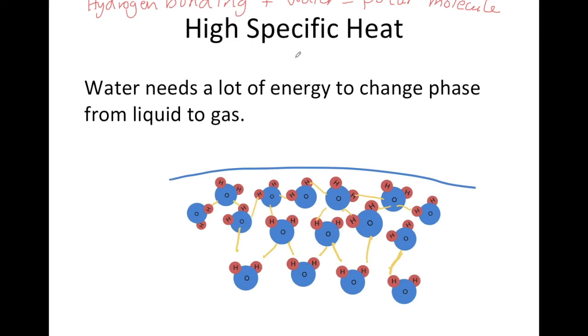Now let's talk about the first property, which is a high specific heat. So water requires a lot of energy to change phase from liquid to gas. And that's because when the energy first comes in, it has to break all of these hydrogen bonds. So it might be able to break one bond, but you're going to need a lot of energy to break all of these bonds in order to create your water vapor. Okay, and this is going to come into play later on when we think about how organisms cool themselves down.